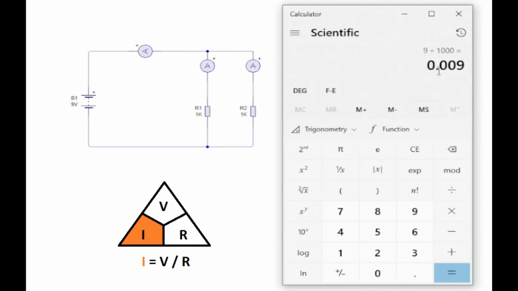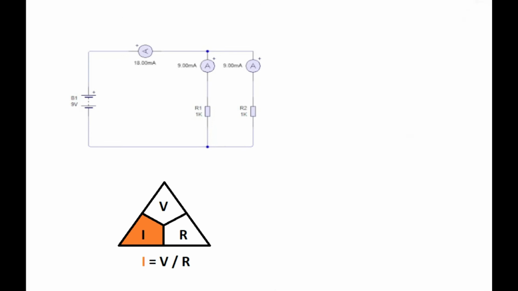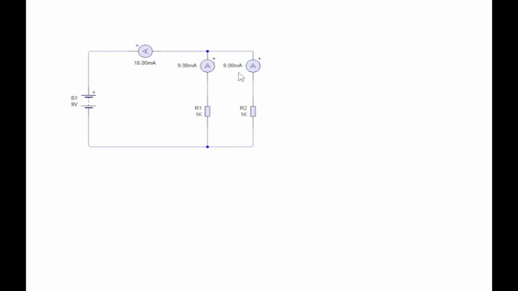So we know, because these values are both the same, and it's two parallel lines, the total current, 18 milliamps, is merely halved along each of the parallel lines to give us 9 milliamps. And that's how we work out the current in the parallel circuit.